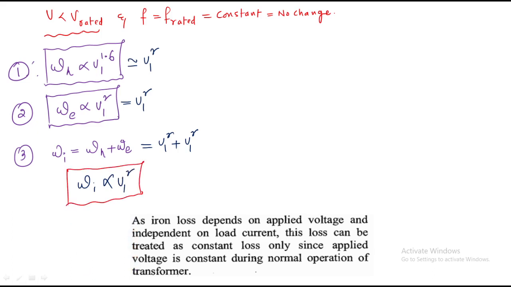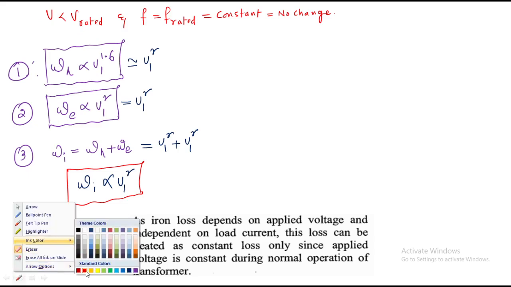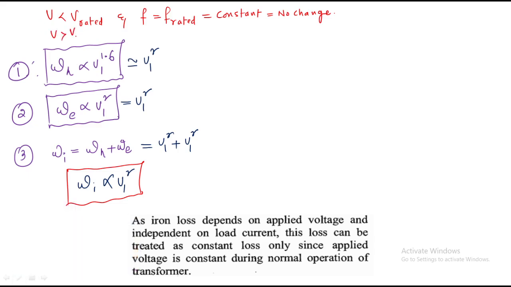So in this case, if voltage is reduced below the rated voltage or increased above the rated voltage, that is, voltage changes simply, or V is more than V rated. But what about frequency? Frequency is constant. In that case, hysteresis loss is proportional to V1 power 1.6, which is approximately equal to V1 square. Like that, eddy current loss is proportional to V1 square. So the summation of these two is nothing but iron loss. Therefore iron loss should be proportional to supply voltage square.